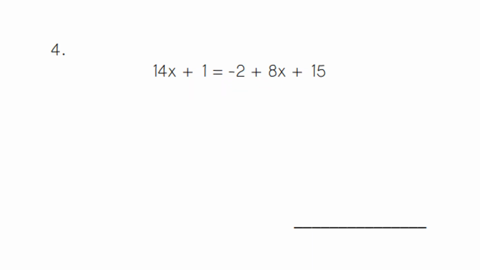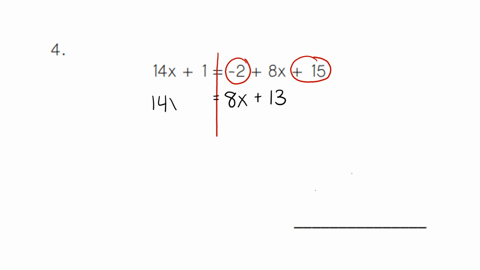We have 14x plus 1 equals negative 2 plus 8x plus 15. There's no parentheses, so there's no multiplication, but we do have like terms. On the right-hand side, we can combine the negative 2 and the positive 15. Our 8x would stay the same. Negative 2 and positive 15 give us a value of positive 13. The 14x and the plus 1 would stay the same on the left-hand side, as there are no like terms on that side of the equation.